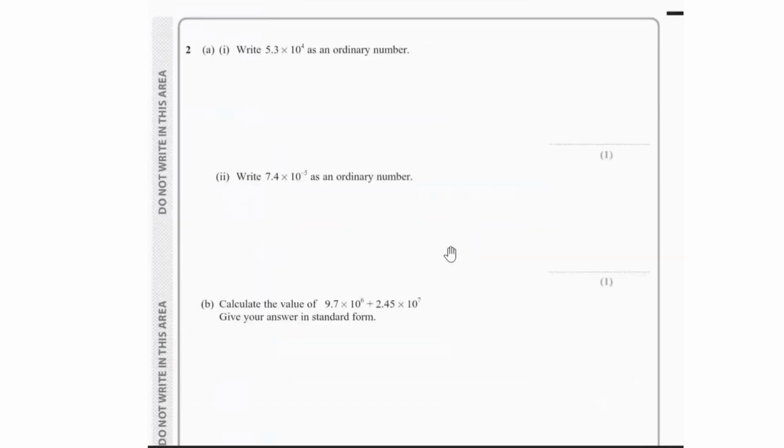Question 2 says, write 5.3 times 10 to the power 4 as an ordinary number. So in ordinary numbers, basically what happens is that we don't have the times 10 to the power of something. We write the entire number. So since it's 5.3 times 10 to the power of 4, which means we're going to move the decimal 1, 2, 3, 4 places to the right. So that's going to give us 53,000.